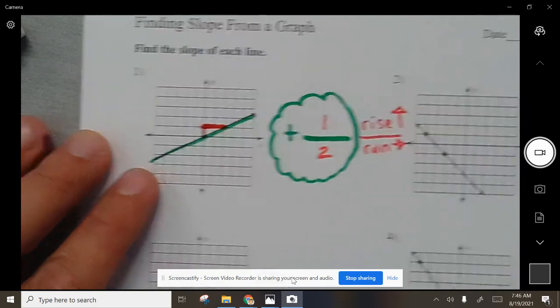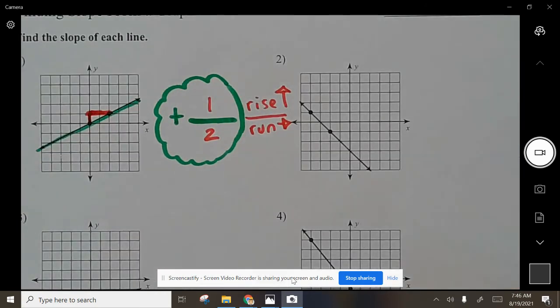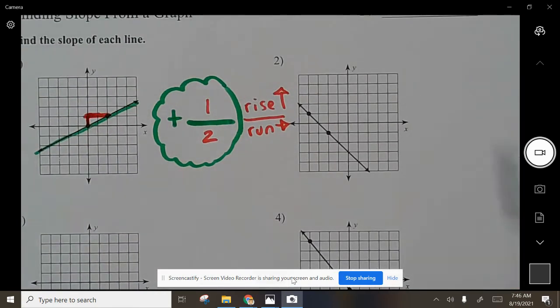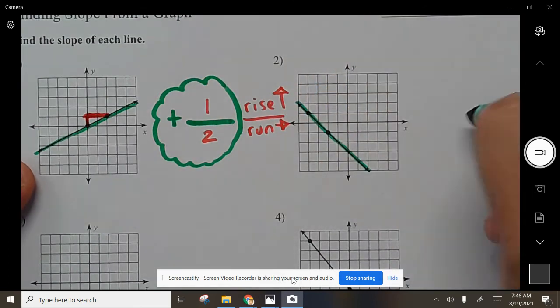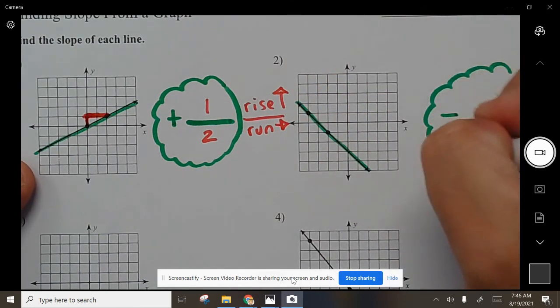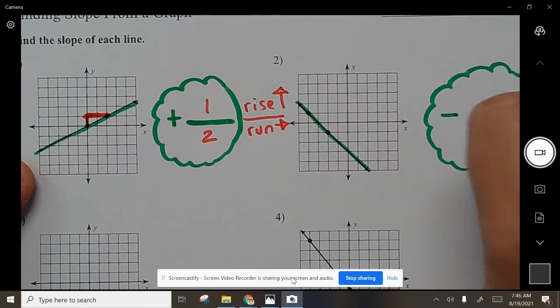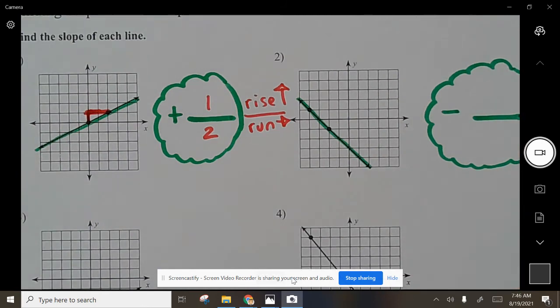All right, let's do another one over here. So this one's going to be falling and running. All right, so we're going to fall and run. Hold on, what kind of slope is this? That's a negative slope. So that's going to be a negative fraction, right? Slope's always written as a fraction.